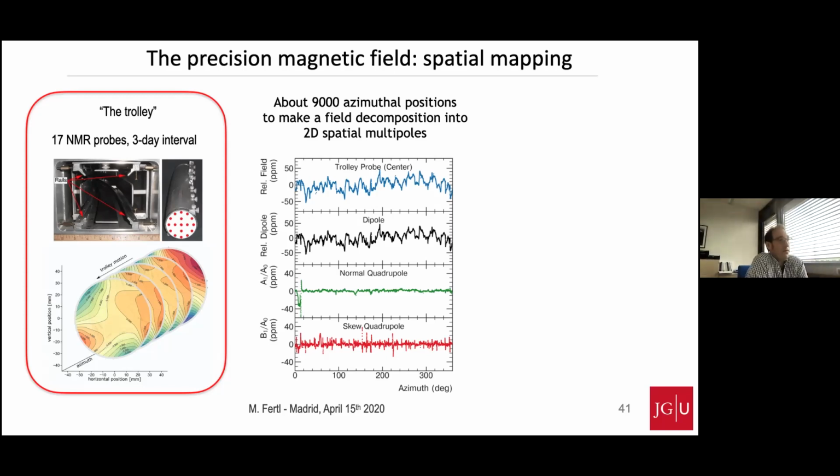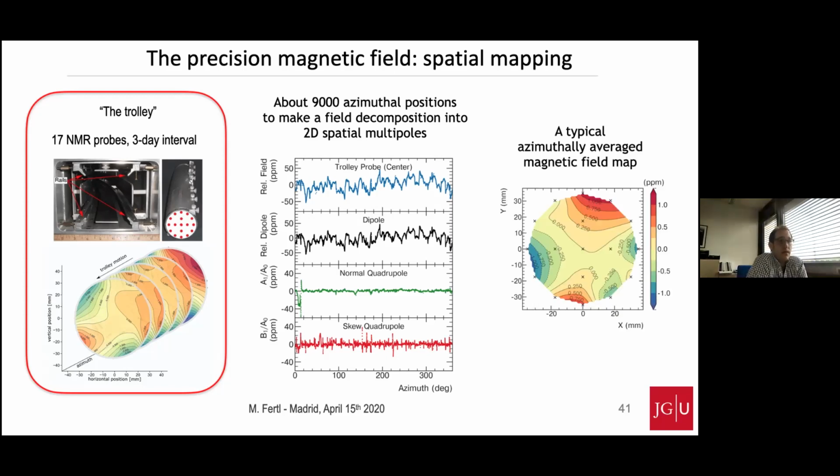From over 9,000 azimuthal measurement positions, we can derive a typical average field map around the ring, which I show here. You can see the color map modulates from roughly -1.2 to 1.2 ppm. That's the field homogeneity we achieve around the ring.